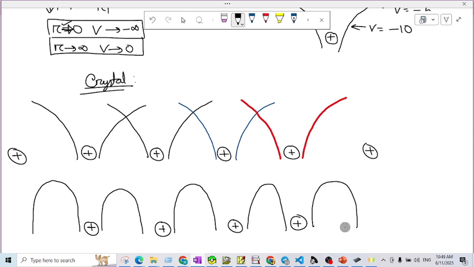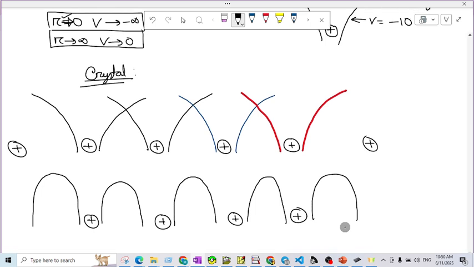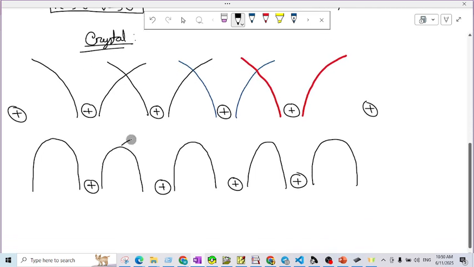Okay, so that means we have a periodic arrangement of potential energies, right? These are all the values of potential energies. Here is higher, then again lower, then lower to higher, then again lower. These are representations of potential energies.